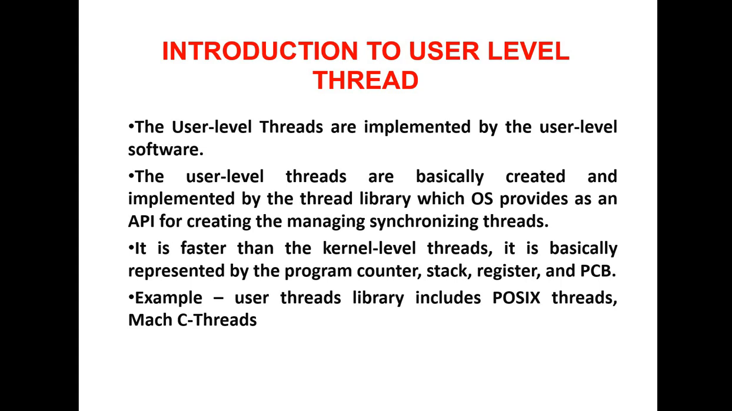There are two ways to implement a threads package. One is by using user level thread and the second one is kernel level thread. What is user level thread? The user level threads are implemented by the user level software. It is basically created and implemented by the thread library, which the OS provides as an API for creating and managing the synchronizing threads. API means Application Programming Interface. Then the user level thread is faster than the kernel level threads. It is basically represented by the program counter, stack, register and PCB.